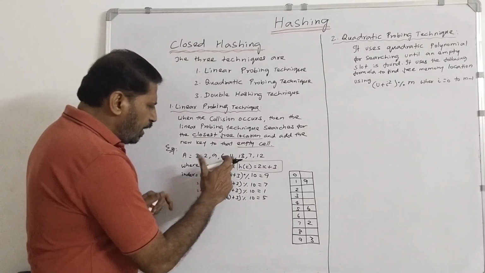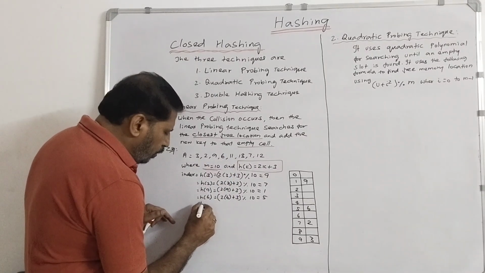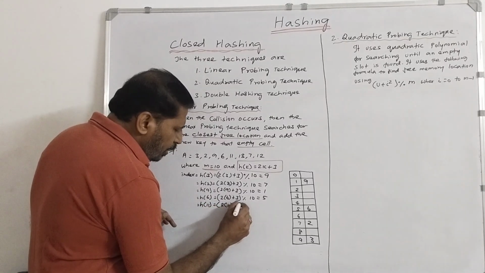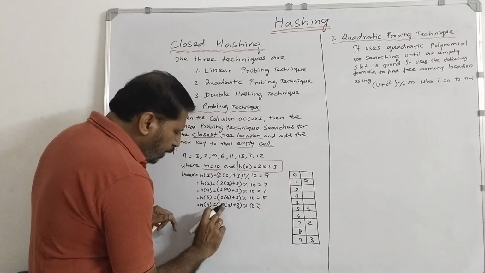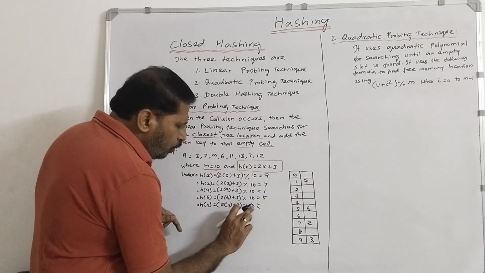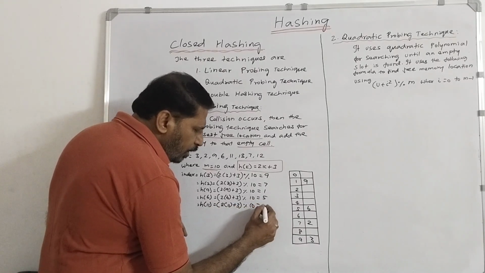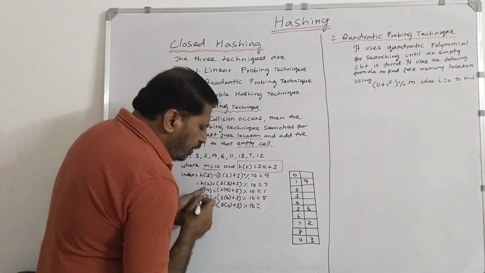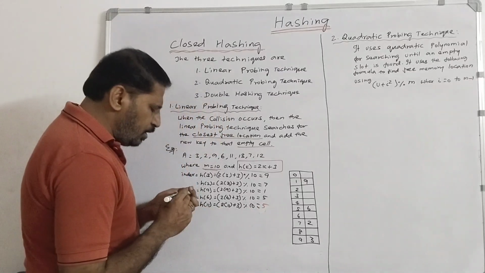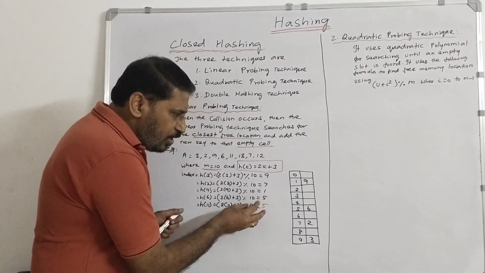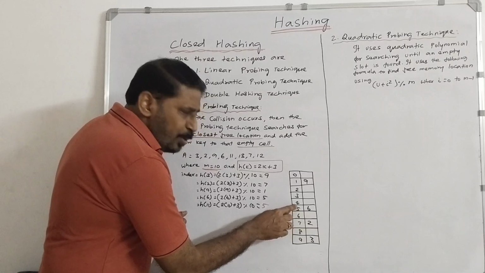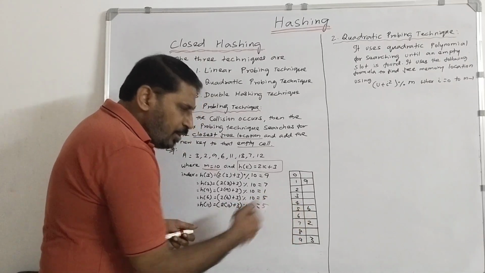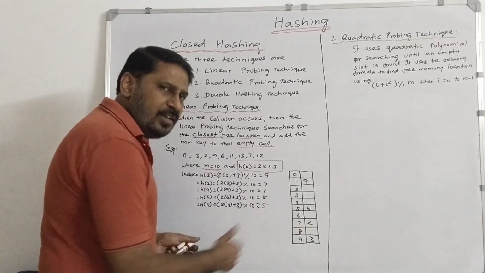What is the next data? It is 11. h(11) = (2 × 11 + 3) mod 10. 2 into 11 is 22, plus 3 is 25. 25 mod 10 is 5. So here a collision occurs. It means that we go to the appropriate memory location, but the memory location is already filled. So I am unable to store any item in a filled memory location.